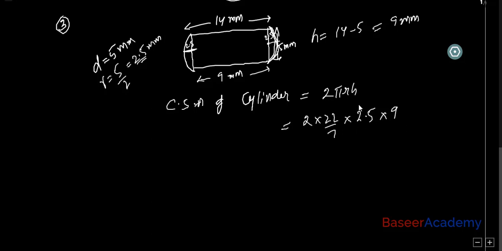What do I get? 2 into 2.5, 22 into 9 is how much? 9 into 2 is 18, 18 plus 1, 19. So I get 1980 by 7. 2 into 2.5 is... no, I won't get this. 2 into 2.5 is 5. So this actually should be 22 into 9 into 5. So I'll have to multiply this with 5.